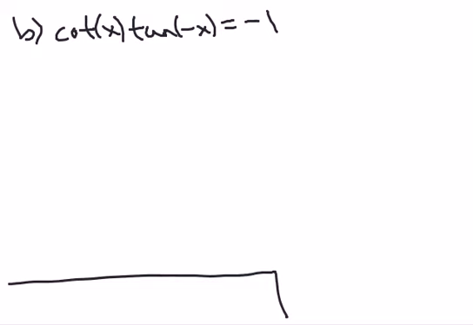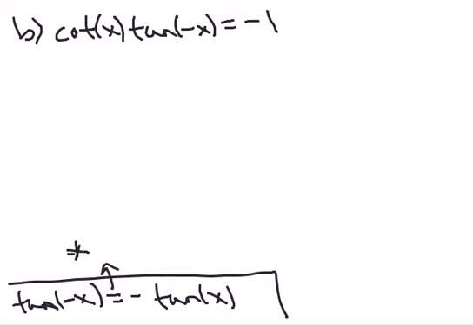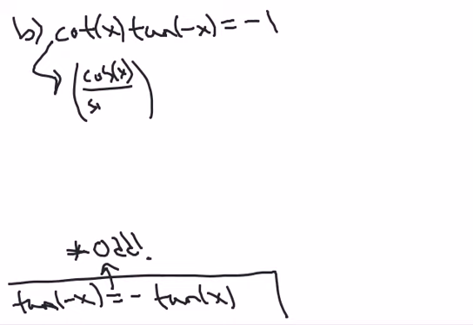Letter B is cotangent of x times tangent of negative x is equal to -1. So that's what they're claiming, and I need to show that that's true. Here I'm going to use the fact that tangent of negative x, and you can find the following fact on your formula sheet, is actually equal to negative tangent of x. Which is telling me that tangent is odd, if you remember us going over this. So I'm going to use this fact, and again I'm going to write cotangent in terms of cosine and sine, just like I will with tangent.